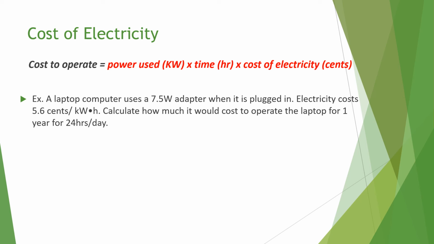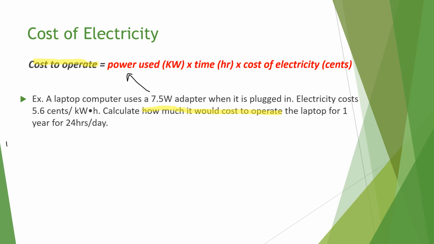So number one, the question asks, calculate how much it costs to operate. So we know right there that we're trying to determine cost to operate. Okay, that means that we must have power, time, and cost of electricity. So let's write down what we have. So it says 7.5 watts. Well, we need to be very careful. Sometimes the question will give you kilowatts, but in this case, power has been given to us in watts. That means that we need to convert 7.5 watts into kilowatts. So that's the first thing we'll do.